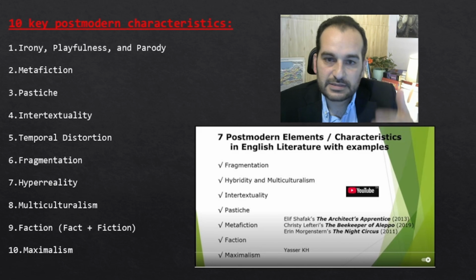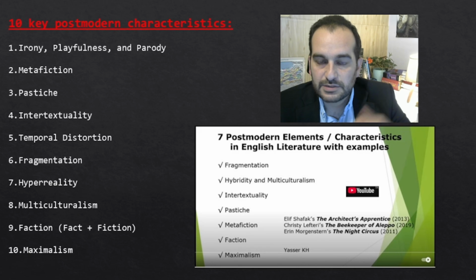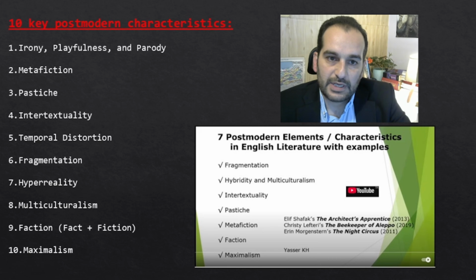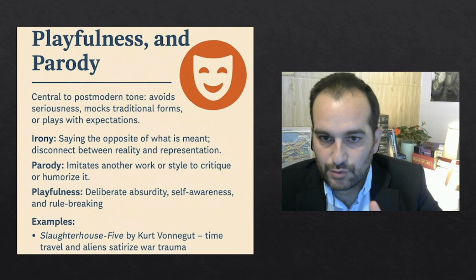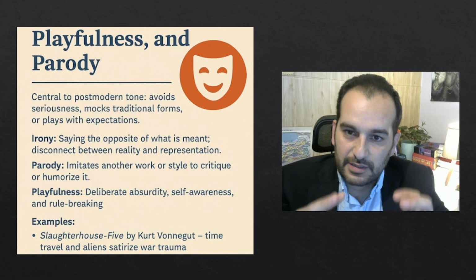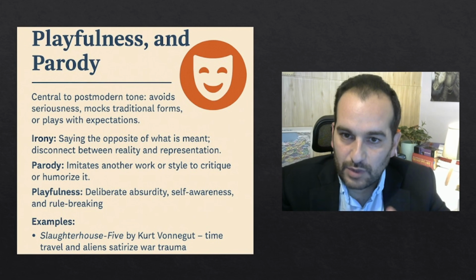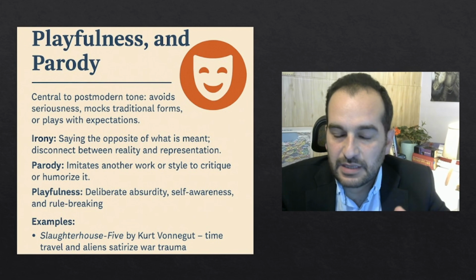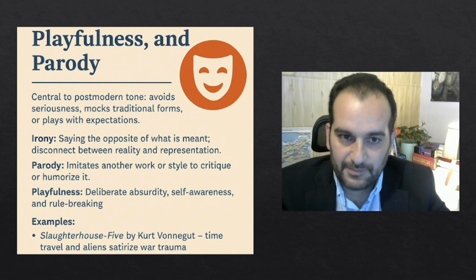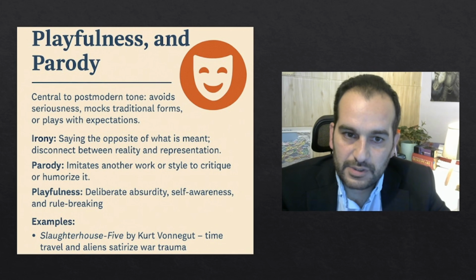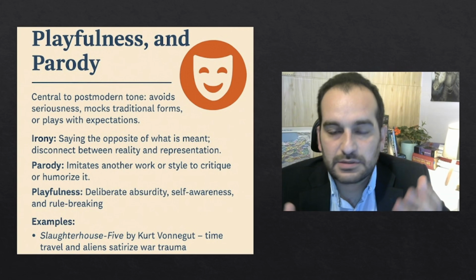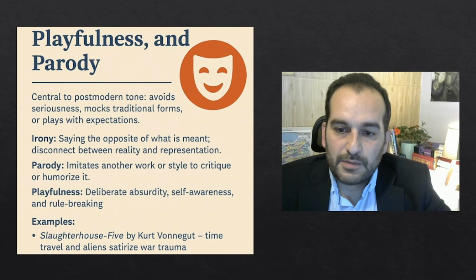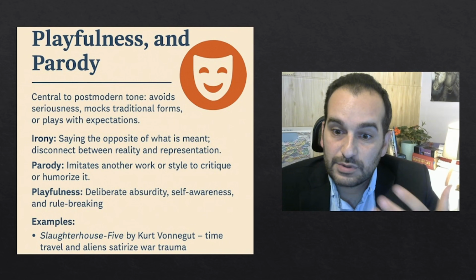Now, this list, these 10 key characteristics, we will start one by one. So let's start with number 1. Let's start with the first category or group. Here I combined 3 characteristics or literary devices in one group since they serve or function similarly. So we have irony, parody, and playfulness. Why do we use them in postmodernist literature? Well, postmodernism uses humor, satire, and absurdity to challenge traditions.